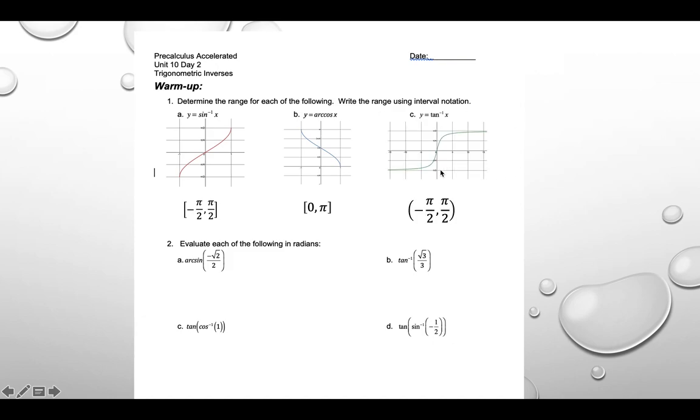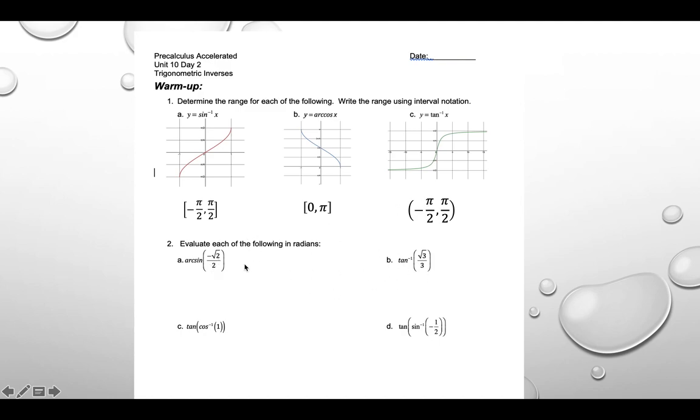And tangent, it goes from negative pi over 2 to pi over 2, but it's not including pi over 2 and negative pi over 2. It approaches those values because those would then be asymptotes, very much like when you have a tangent graph that you have asymptotes at pi over 2 and negative pi over 2. So we use these intervals when we answer questions like A and B.